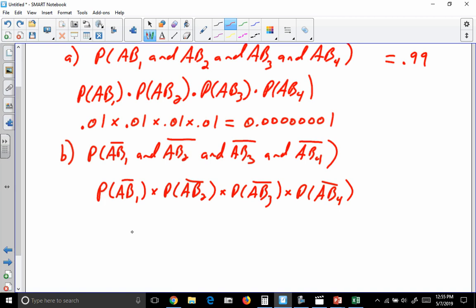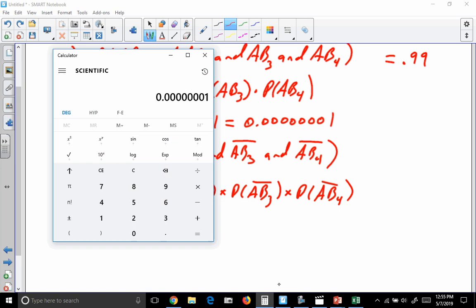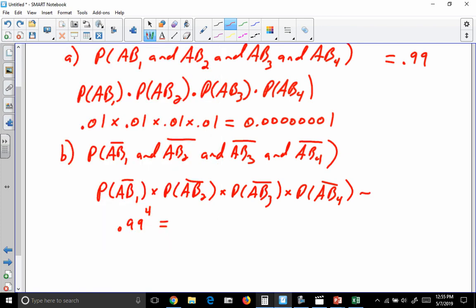So each of these has a probability of 0.99. 0.99 times 0.99 times 0.99 times 0.99. We could just call that 0.99 to the fourth, and we get that to be about 0.96, or about 96%. So it's way more likely that you select 4 people that don't have type AB blood than you do selecting 4 people that do all have type AB blood.